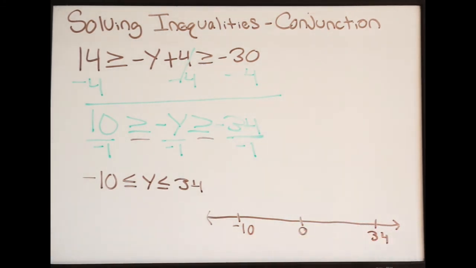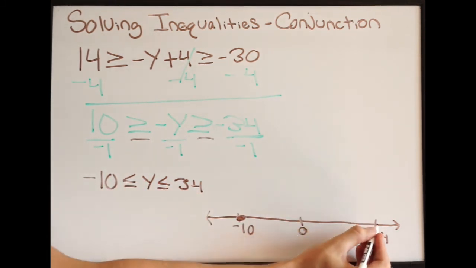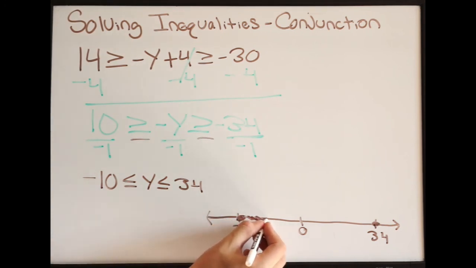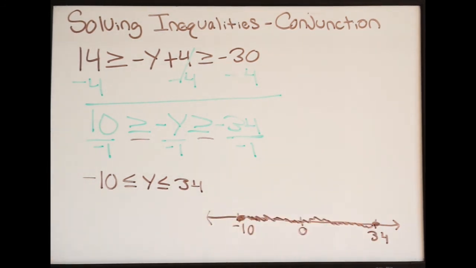So look at your inequalities. They are equal to, so we're going to use a closed circle on both negative 10 and 34. And so again, y, or all numbers, right, has to be greater than or equal to negative 10 and less than or equal to 34. So we're shading in between here, right? So that's going to be all our solutions, which we just shaded. All right, so that's solving inequalities and in particular conjunctions. And that is it.